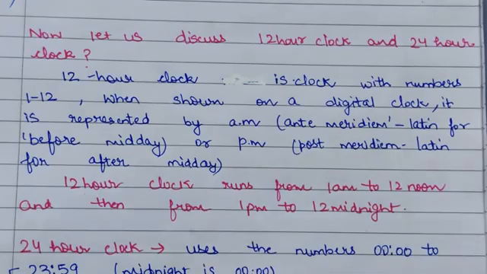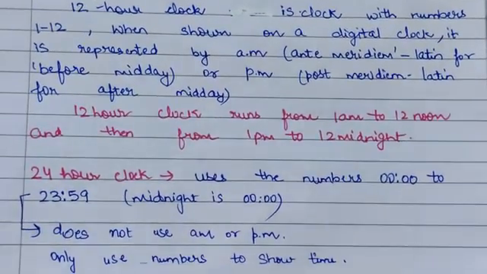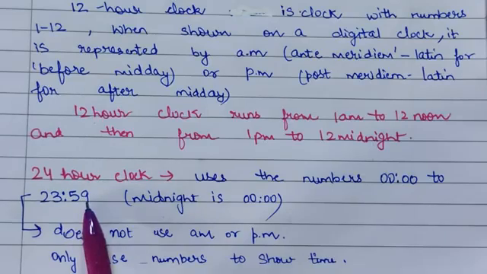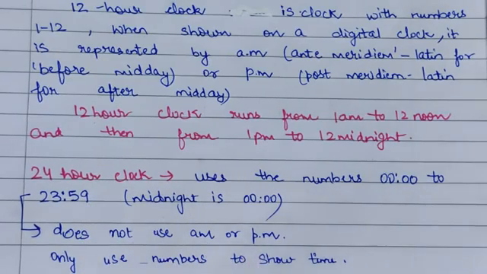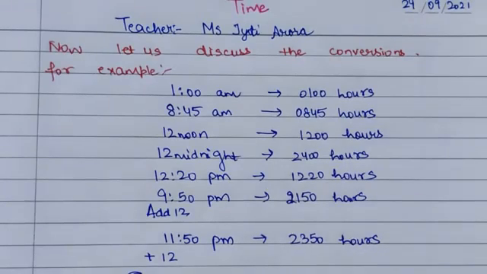It will be more clear to you in the next. 24-hour clock uses the numbers 00 to 23:59. It does not use AM or PM, only numbers to show the time. Now let us discuss the conversions.